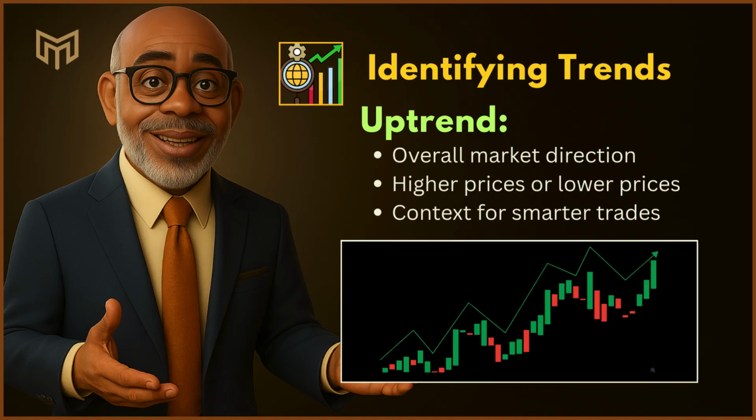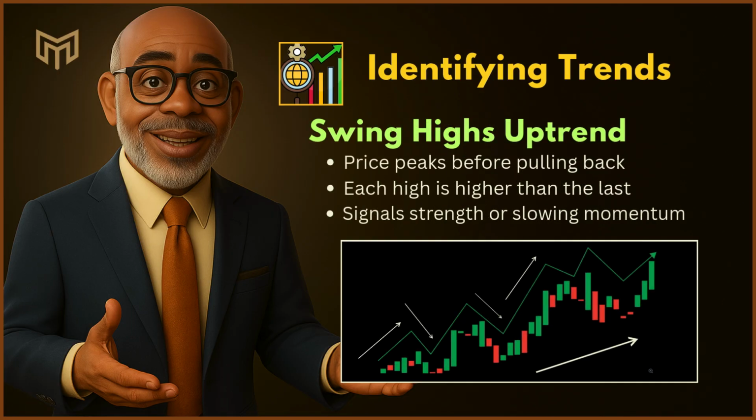In an uptrend, traders focus on buying opportunities. Instead of chasing price at the top, we look to enter during pullbacks and ride the trend as it continues higher. In an uptrend, it's also important to watch swing highs. A swing high forms when price reaches a peak and then pulls back. It marks a temporary pause where buying pressure slows and sellers briefly step in before the trend continues.